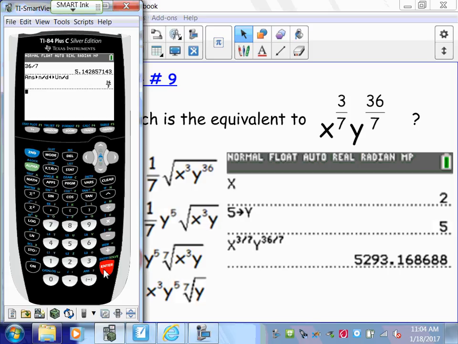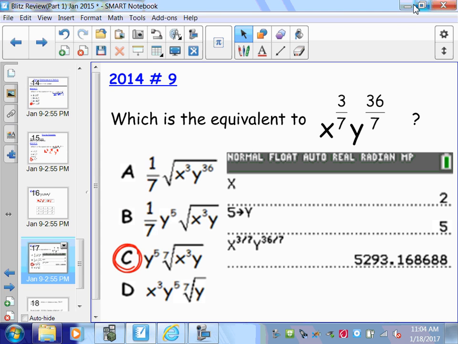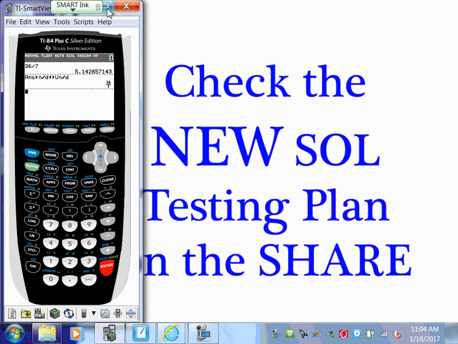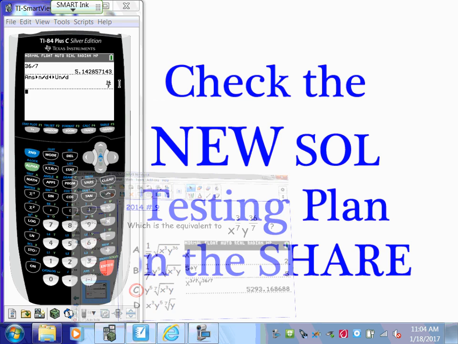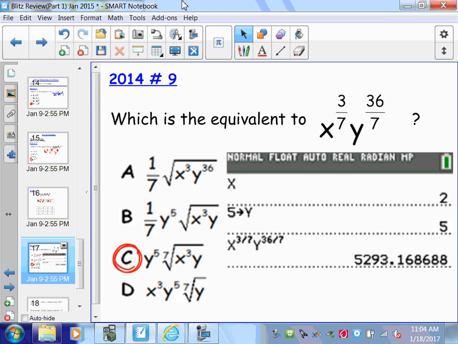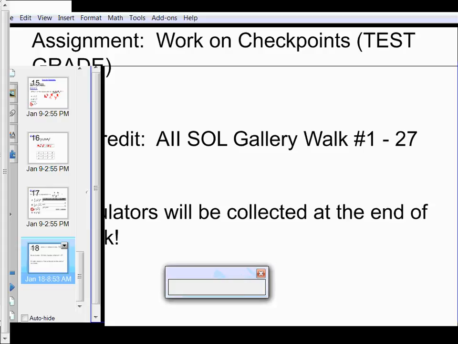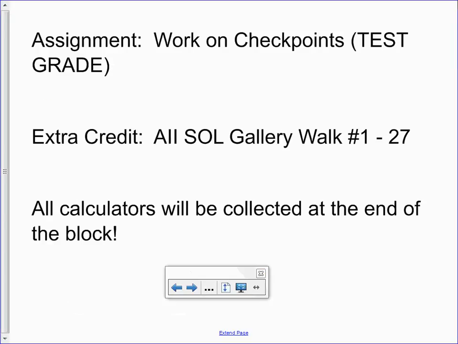Okay. So here's what's going to happen. Everyone's worried because I'm taking away your calculator, right? Here's the deal. You have the rest of this class period to keep working on your checkpoints. It is a test grade and it needs to be complete. As long as you've tried every problem, that is a 100-point test grade. It is due the Monday after your SOL, so I want you to keep it on Friday, all right?